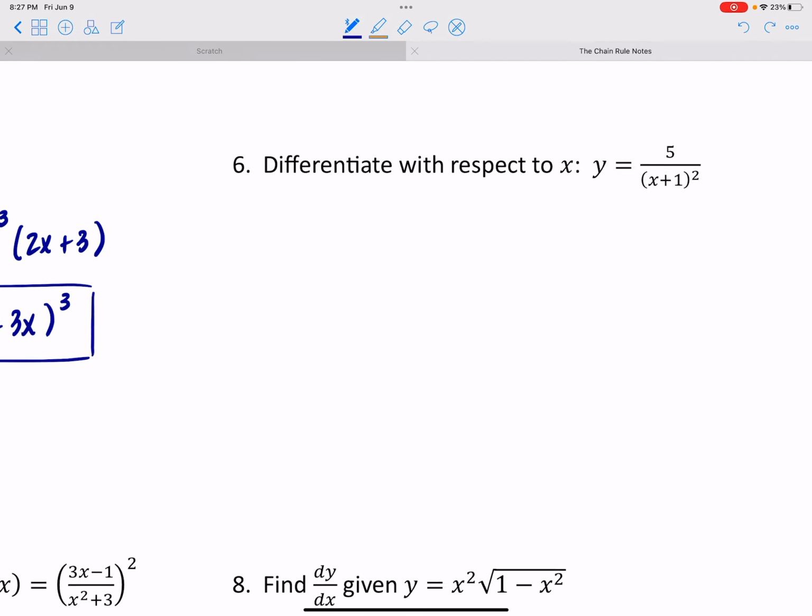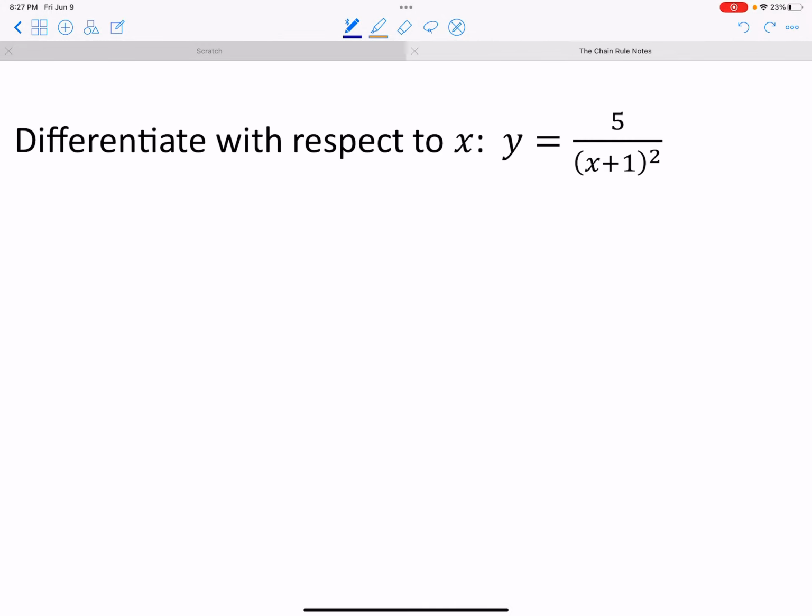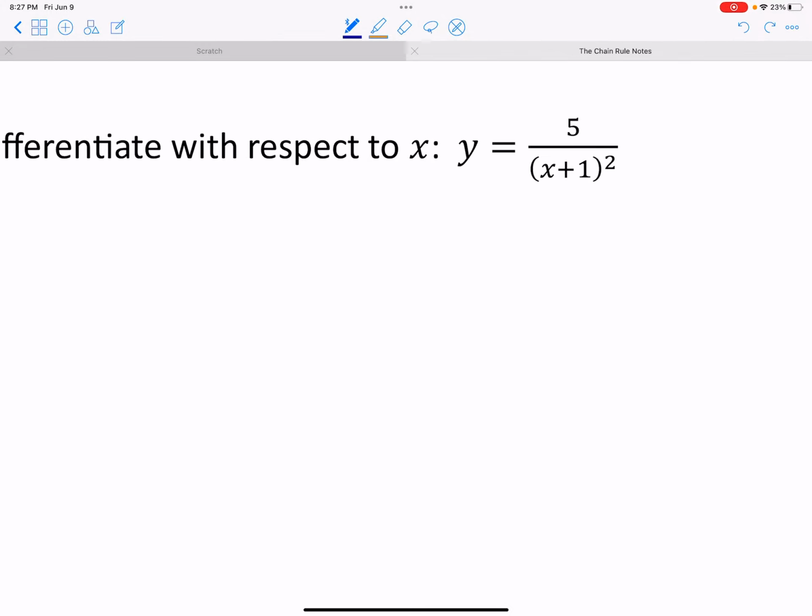Let's try another. Differentiate with respect to x. So we're going to look for y prime. Got to see what the parent is in here. Actually, I'm going to rewrite this function first. So maybe in your head you're thinking, all right, this is a quotient. We could use the quotient rule, and that eventually would totally be fine. But if I can avoid using extra rules, I would.